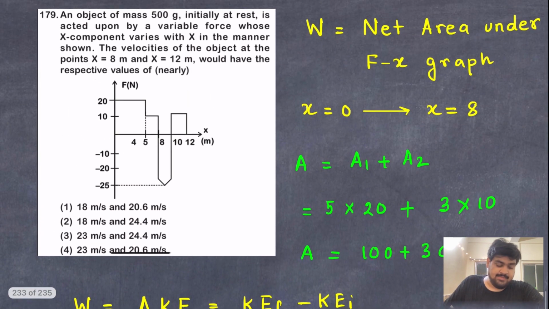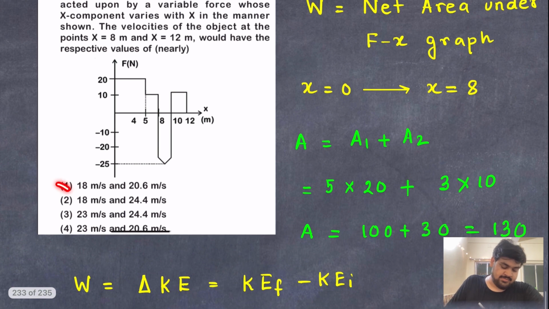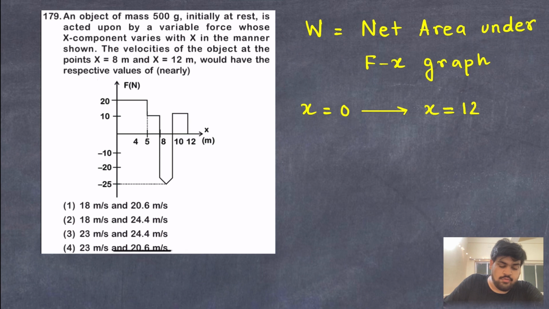Okay, so over here option number 1 is easily cancelled, option number 2 is also cancelled, so our answer will lie between option number 3 and option number 4. Always proceed with option elimination, that gives you a lot of range. Now the object is moving from x equal to 0 to x equal to 12 meter.